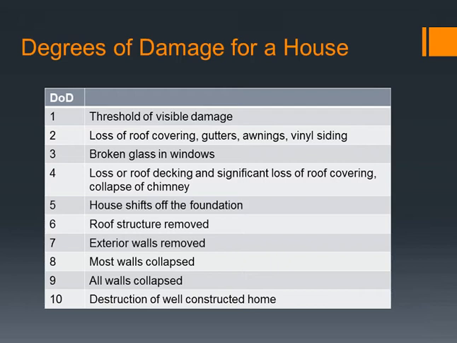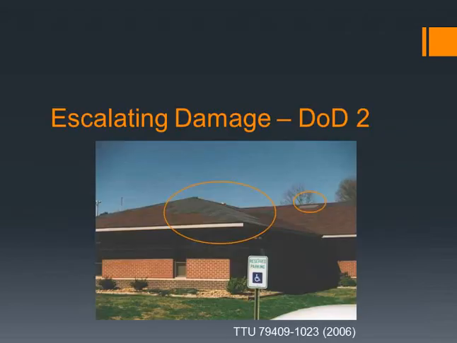Degree of damage 6 is the one that I'm really looking into, and that's your roof structure removed. So that's more than just shingles and sheathing, but actually your trusses and some structural elements. You could then get, in 7 through 10, walls collapsing and eventual destruction.